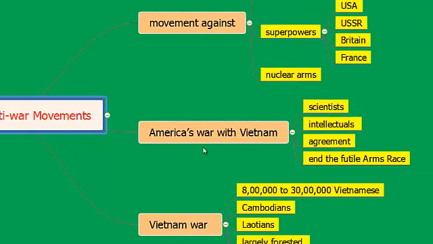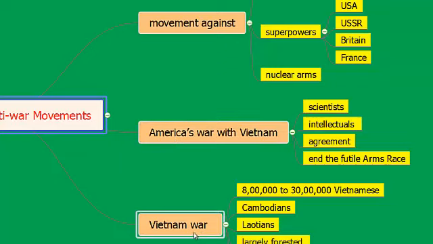So in the 1970s, if you observe, America went to war with Vietnam. Because of this war, what happened here? Nearly 8 lakhs to 30 lakhs of Vietnamese people died, and many Cambodian and Laotian people also died. And this Vietnamese land was largely forested. Why? Because to end the guerrilla warfare, the Vietnamese people did not have the technology and were unable to compete with the American soldiers.